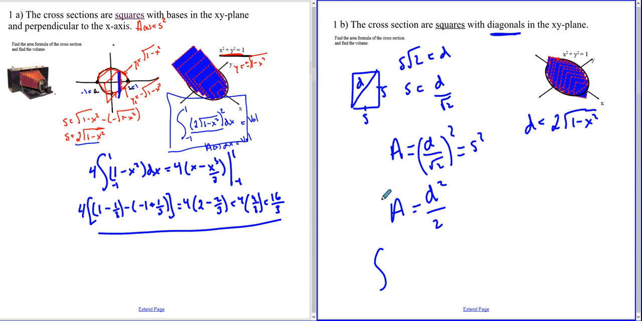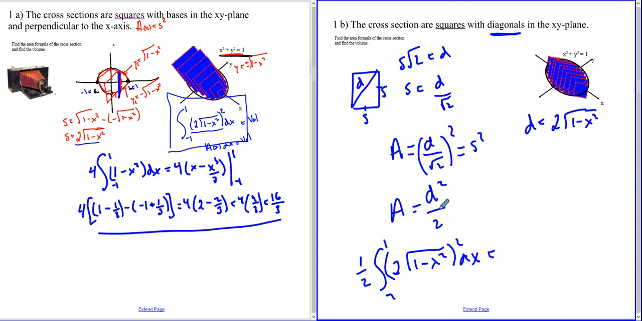So instead of being s squared, we're actually going to have our area with the diagonal, right there, is going to be 1/2. So I'm going to put that 1/2 out here. D squared. And so we're going to have 2 times the square root of 1 minus x squared, that quantity squared. We're still going from -1 to 1. And then we have our dx.